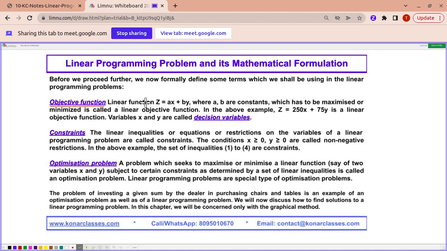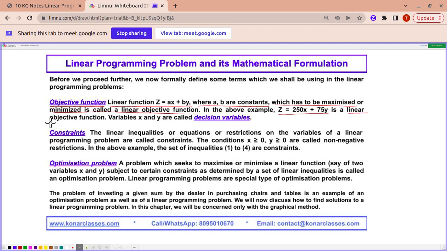What is the formal definition of an objective function? An objective function is a linear function z equal to ax plus by, where a and b are constants, which has to be maximized or minimized, and is called a linear objective function. In the example we are discussing, about the selling of chairs and tables, the objective function is 250x plus 75y. That is the objective function.